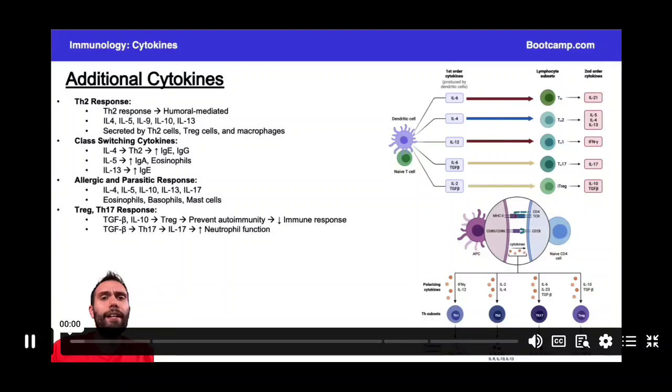Okay, coming right off of the T helper 1 response, let's talk a little bit about the T helper 2 response. So remember, we have this initial starting point here where we have some antigen presenting cell presenting an antigen to a naive T cell, right? A cell that hasn't been exposed to this antigen before.